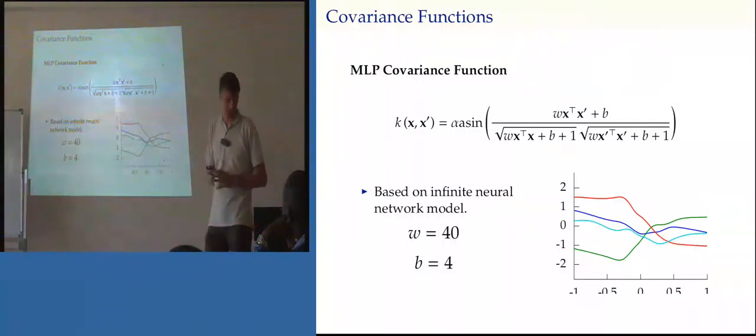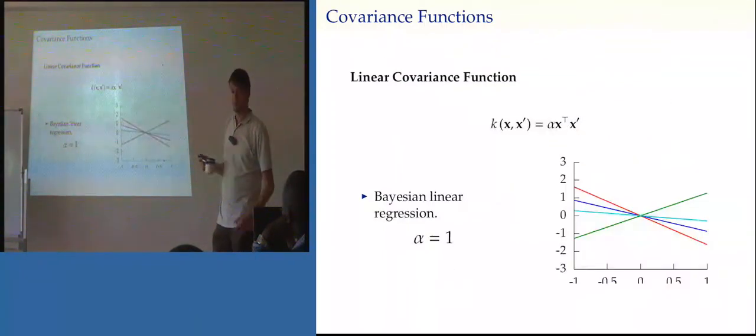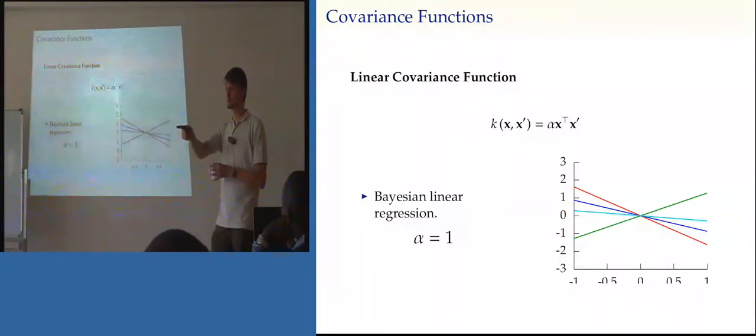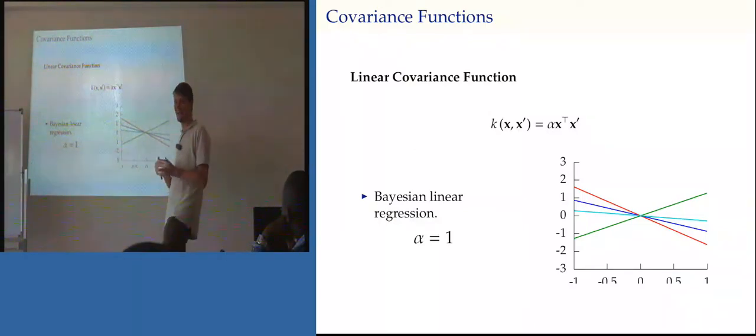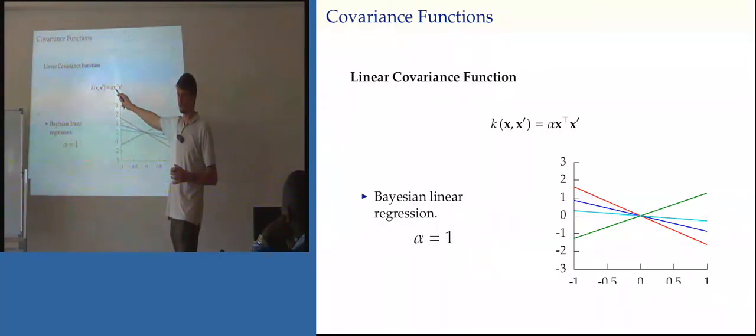That's a non-stationary covariance. Is that one stationary or non-stationary? Is it dependent only on the distance between 2 points? Come on, answer. Non-stationary. 50-50 chance. Non-stationary because this isn't dependent only on the distance.